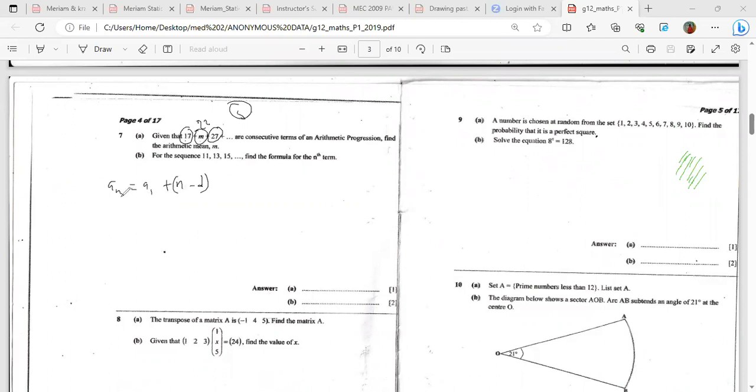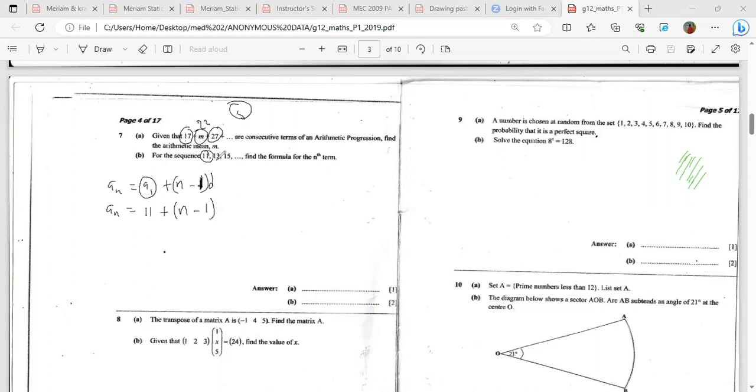So we're going to say an is equal to, here, number 1. What is a1? A1 is the first number of the sequence. So in this case it is 11. So just say 11 there, plus n, no, that's supposed to be n minus 1 multiplying by d. Then you say n minus 1 multiplied by d.